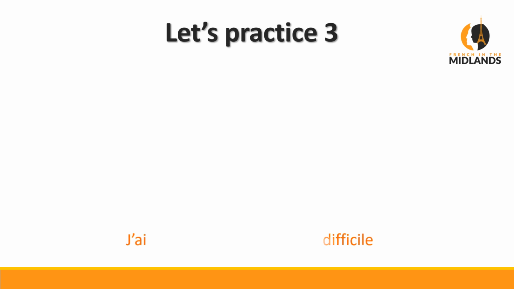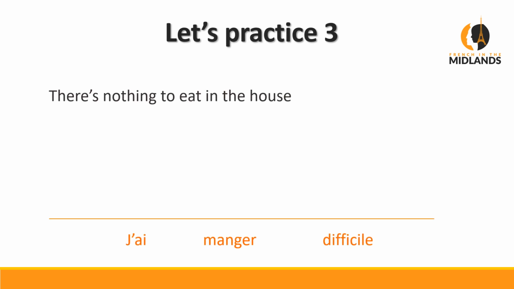Let's do the last few examples. There's nothing to eat in the house. There is, il y a, nothing, rien, to eat, à manger, in the house, dans la maison. Il y a rien à manger dans la maison. Or il n'y a rien à manger dans la maison, to be really correct.